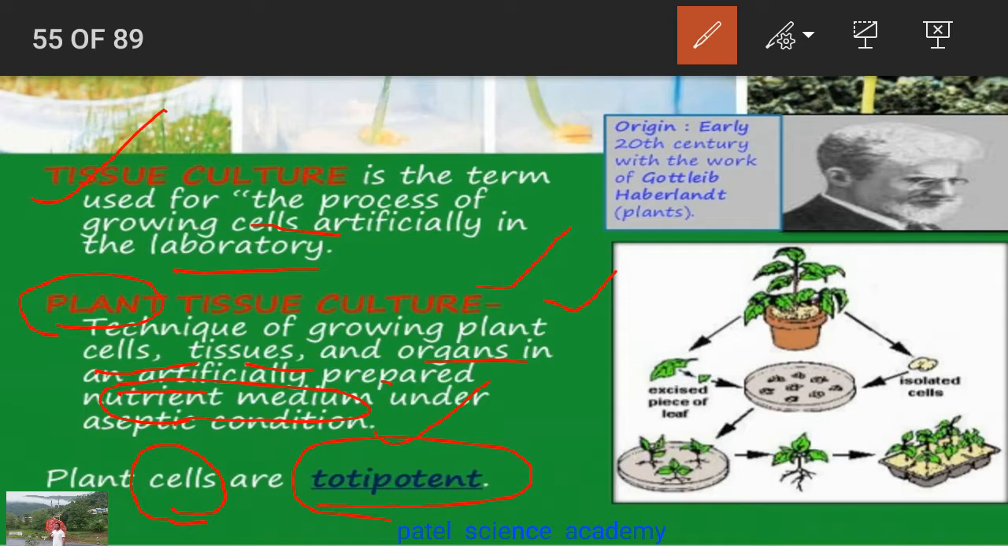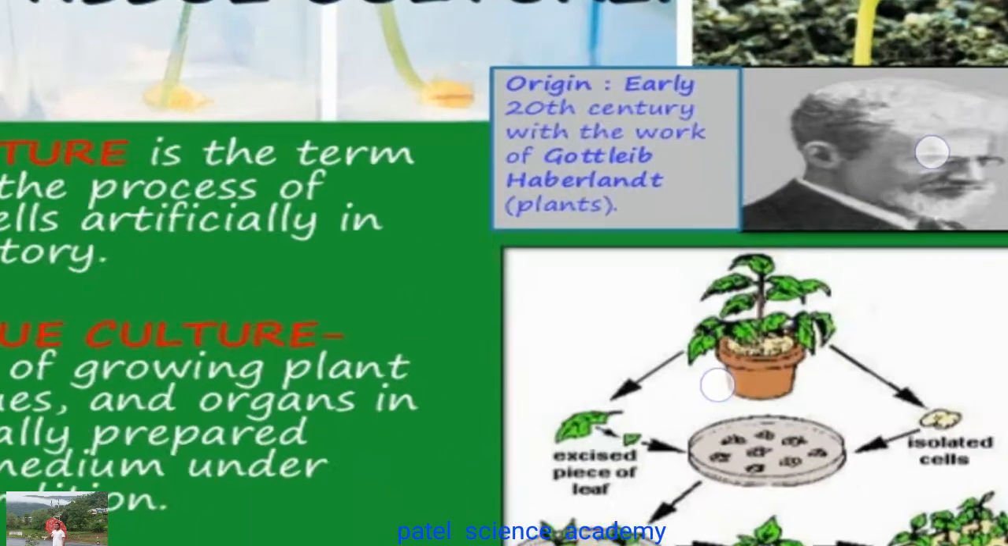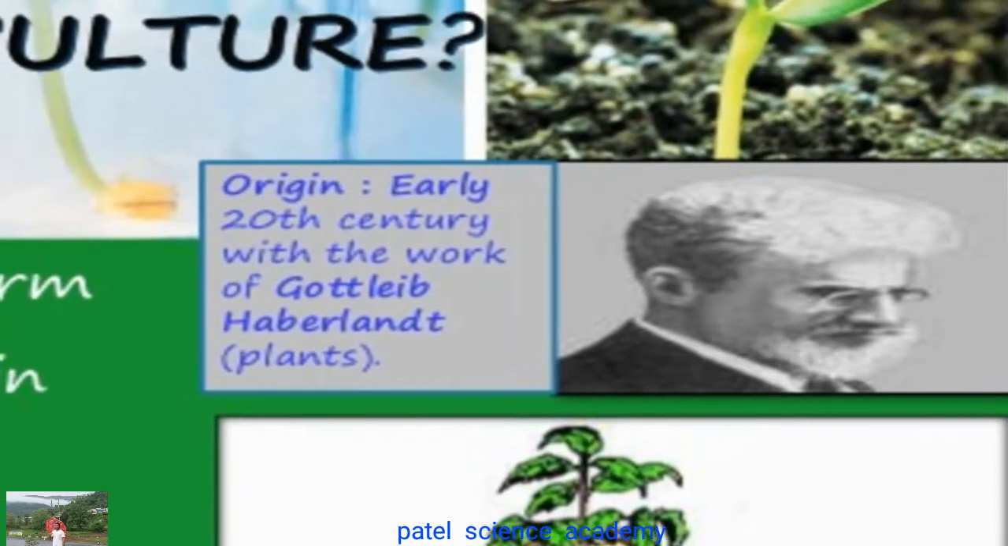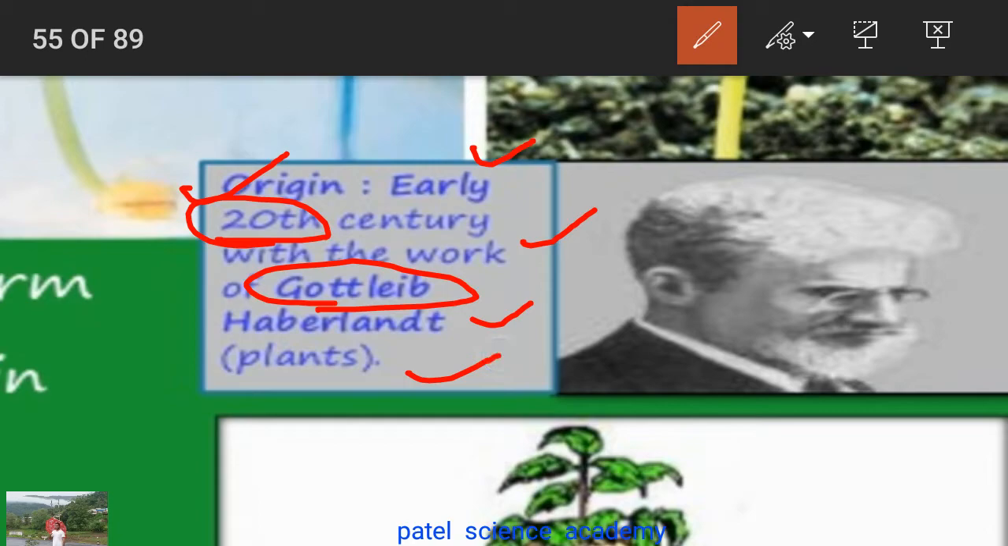So dear students, this is about the tissue culture technique, and I hope you have understood it. In short, that was its definition. The origin of this technique: it was discovered in the early 20th century with the work of Gottlieb Haberlandt, in 1902.